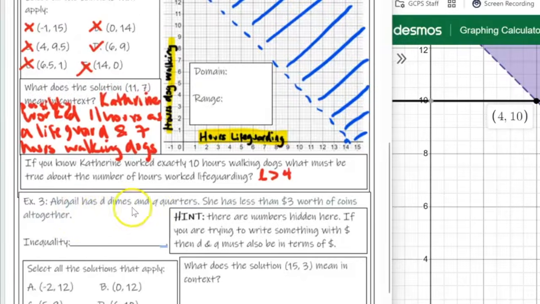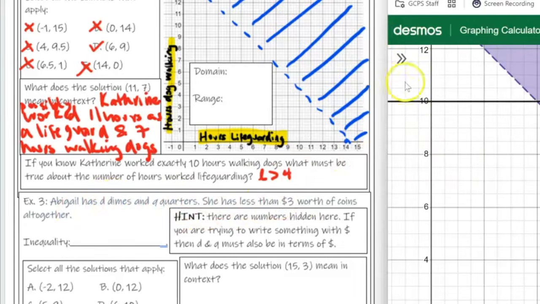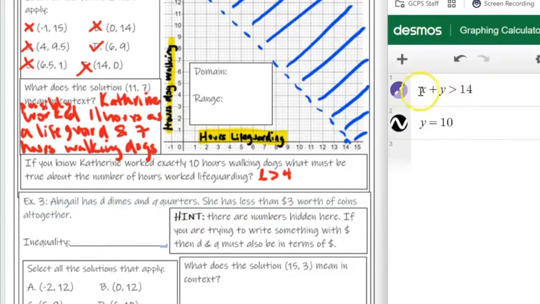So it says Abigail has dimes and she has quarters. She has less than $3 worth of coins altogether. That means when you add the worth of a dime, and how much is a dime? A dime is 10 cents. So I'm going to say 0.10, that's 10 cents, plus Q quarters, which is 0.25, right?